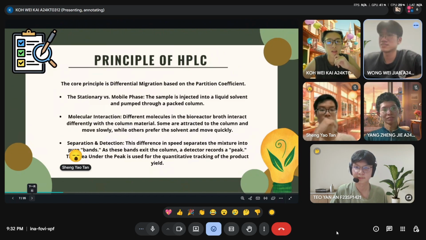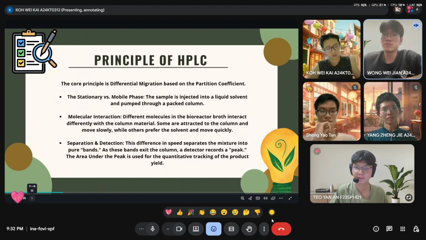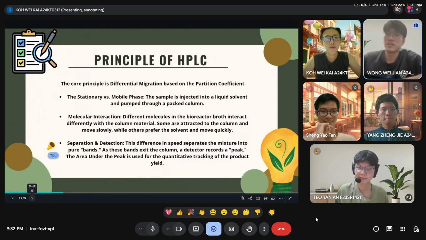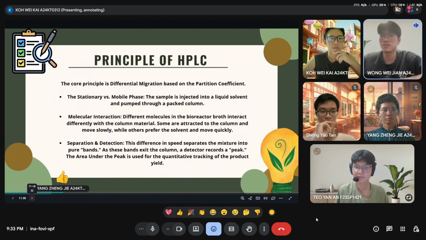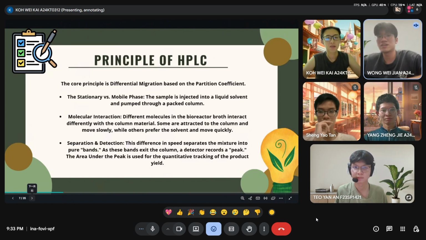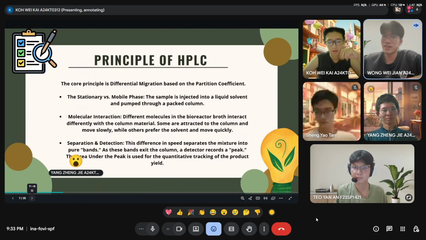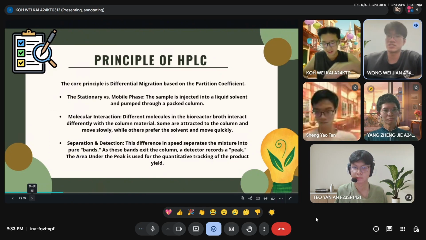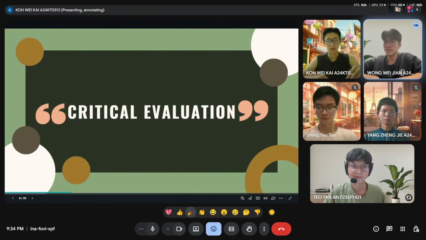Okay, next. For HPLC, the principle here is differential migration. You can think of the HPLC column as a narrow racetrack filled with obstacles. We inject our fermentation broth, and the different components like glucose, lactic acid, and our target protein interact with the obstacles differently. They separate based on their chemical affinity. By the time they reach the detector, they are no longer a mixture but a series of distinct peaks. By calculating the peak area, we achieve a level of quantitative accuracy that is the gold standard for determining final product. Yan An, can you share about the critical evaluation?